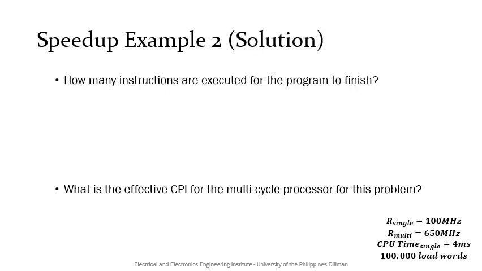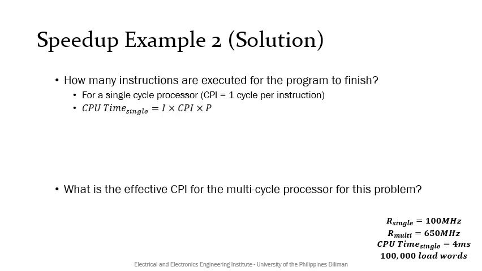The key information from the given is written below. We are given the clock rate for the two processors, the CPU time for the single cycle, and that the program executes 100,000 load words. For the first question, how many instructions are executed for the program to finish? We can start with the single cycle processor as we know the CPU time for it. Note that for a single cycle processor, each instruction takes 1 clock cycle to finish, so the CPI must be 1.